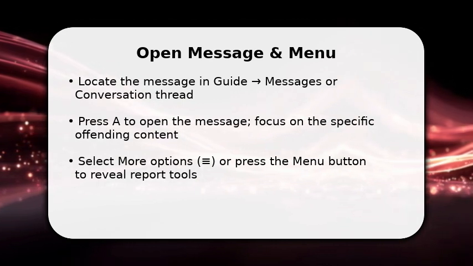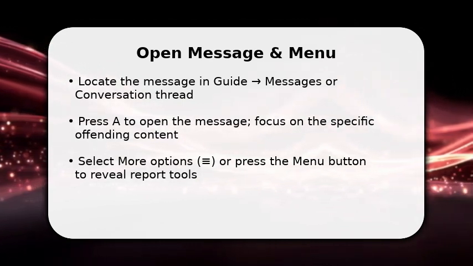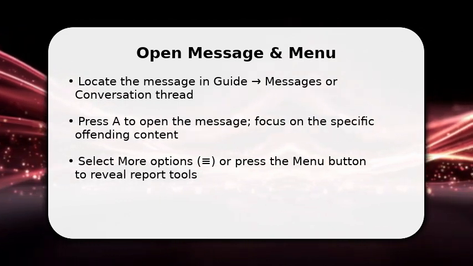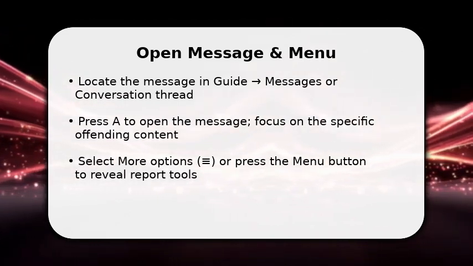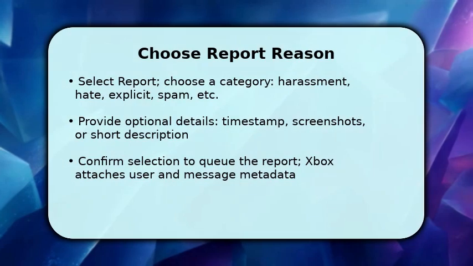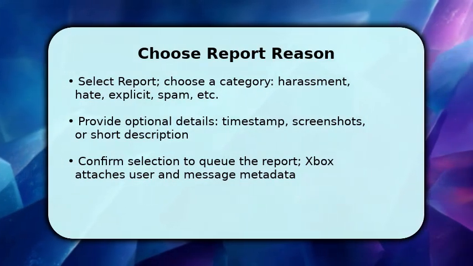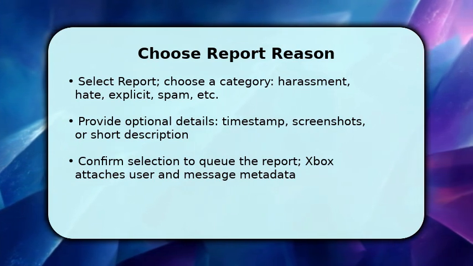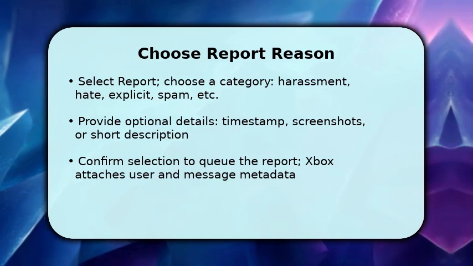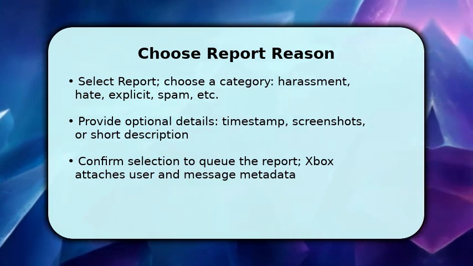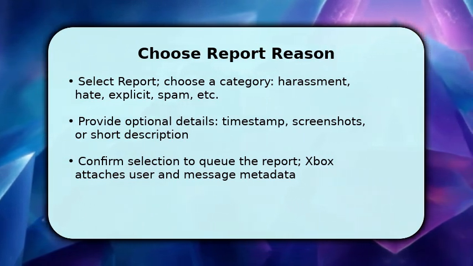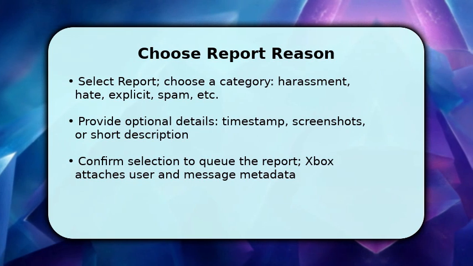You do this first because reporting an exact message captures context and metadata, which helps enforcement act correctly and prevents reporting the wrong person or unrelated chat. Now you choose Report and pick the most accurate reason: harassment, hate speech, explicit content, or spam, because precise categories speed review. Once done, add any optional details such as a brief description, relevant timestamps, or note that you have screenshots. These extras clarify context.